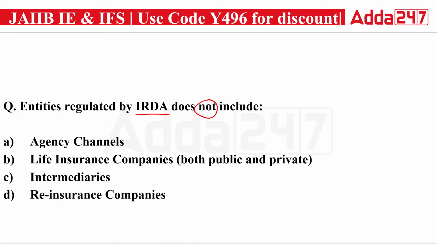And the right answer here will be intermediaries. They are not regulated by IRDAI. All life insurance companies, whether public, private or foreign, come under IRDAI's regulation. Agency channels come under IRDAI's regulation. Insurance companies come under it, and standalone health insurance companies also come under IRDAI, but not the intermediaries. So the right answer is your C option.